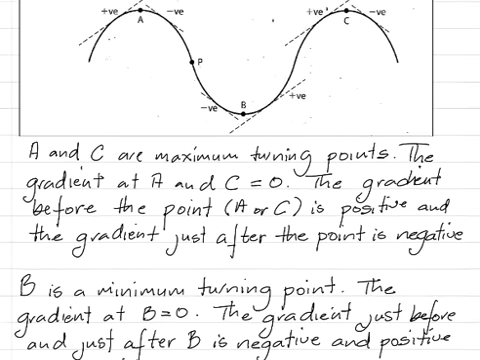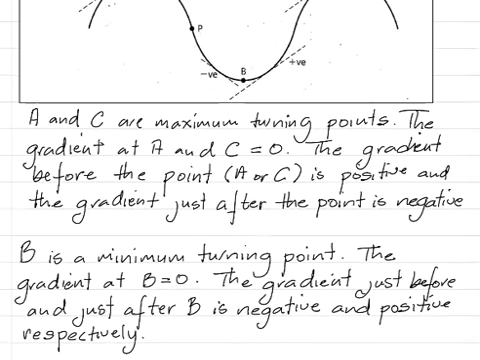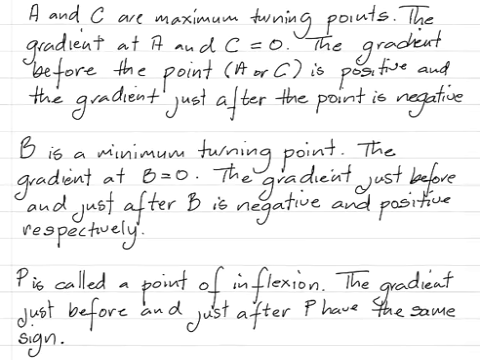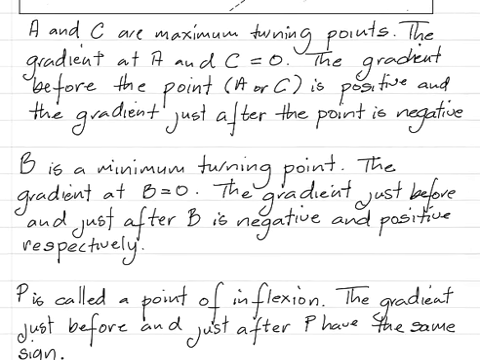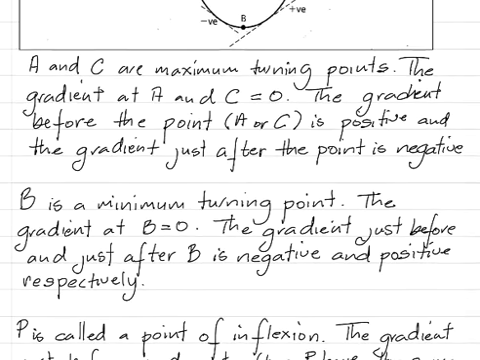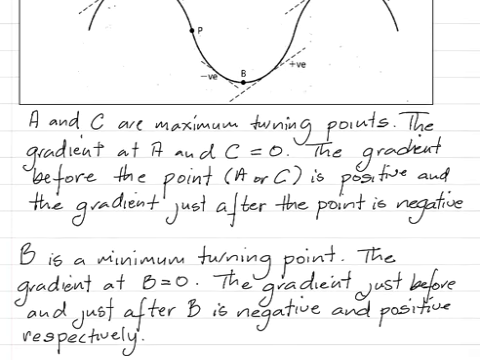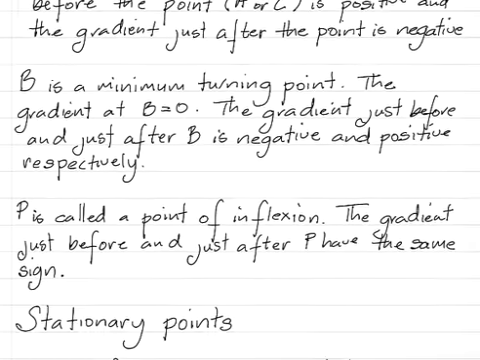P in the diagram is called a point of inflection. Let's see what we have written here about P. P is called a point of inflection. The gradient just before and just after P have the same value. If you look carefully at this diagram, you see that the gradient just before P is negative and the gradient just after P is still negative. If you have a situation like that, what you have is a point of inflection.